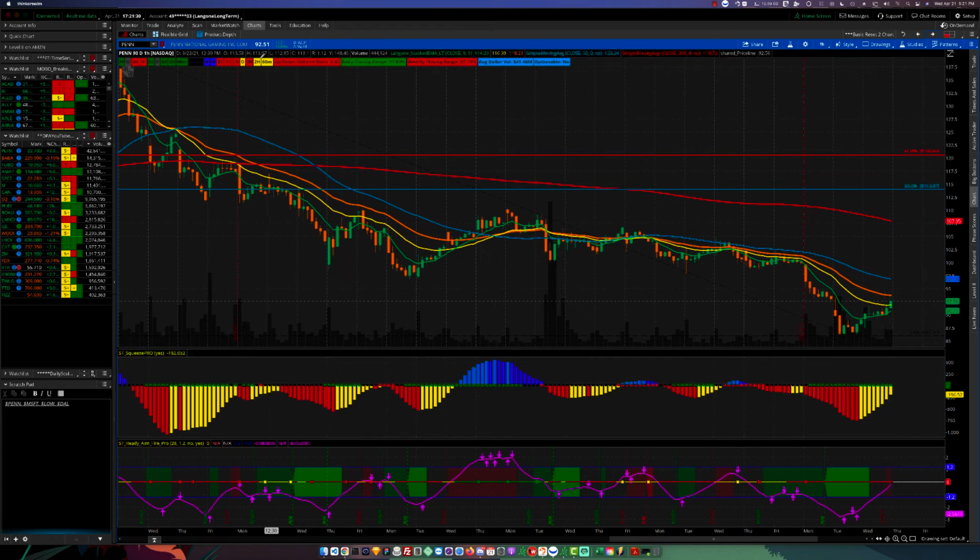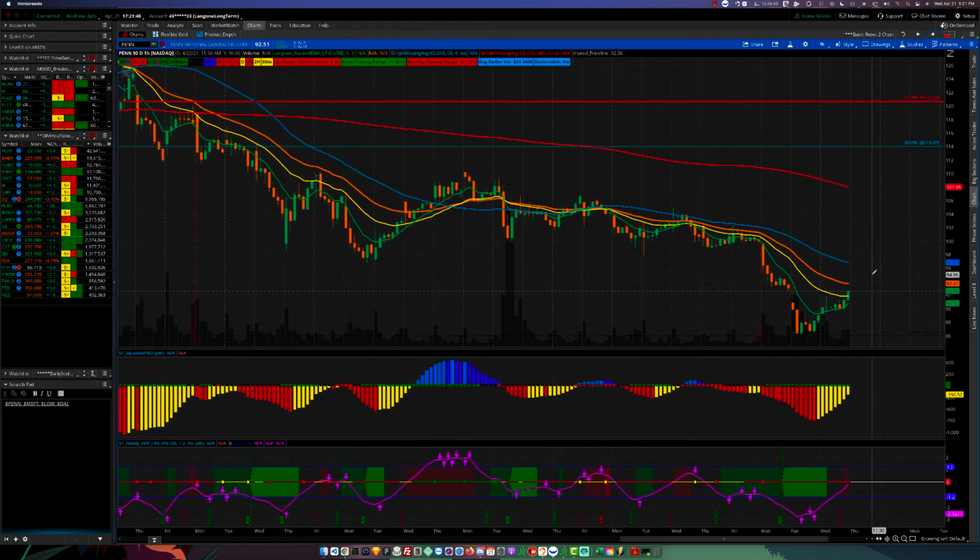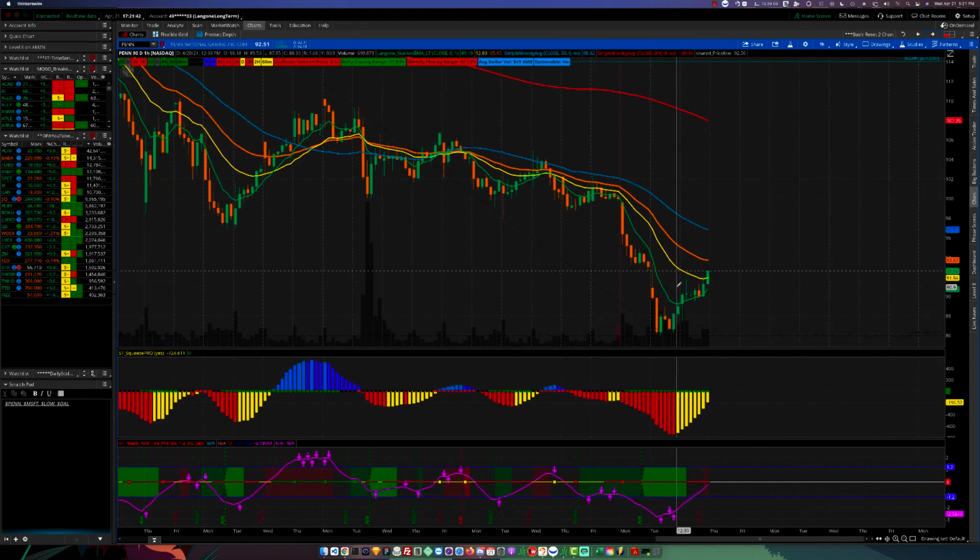We are in high compression, a 3-day and 4-day squeeze. However, we're below our moving averages. Yeah, I need to see a little bit more from PENN before I become a buyer.